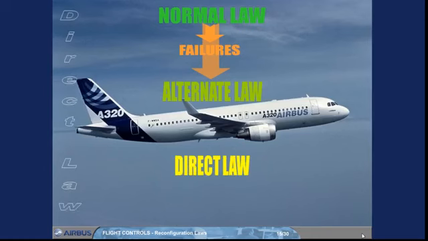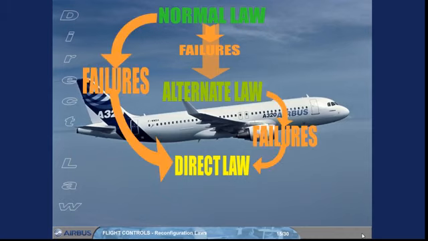Direct law is the lowest level of computer flight control. Pilot inputs are now sent to the control surfaces unmodified. Because of the large number of failures required to degrade to direct law, it is unlikely to occur during normal flight. It is most likely to be encountered when the landing gear is lowered after an in-flight degradation to alternate law.